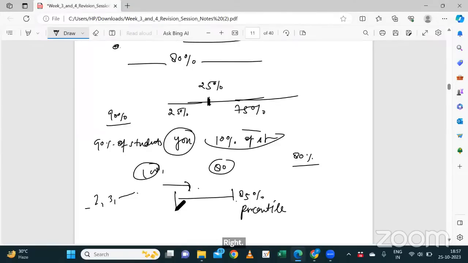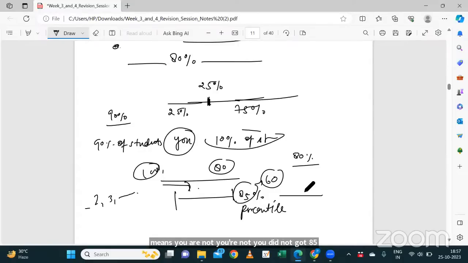Suppose you got 60 marks, but 85% of the students got less than 60 marks, and the remaining 15% of the students got more than 60, which are above you. So that is the meaning of the percentile.